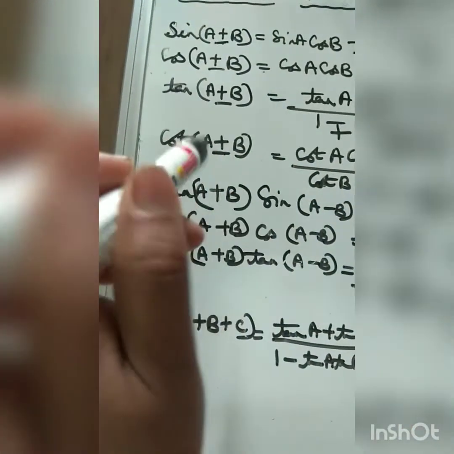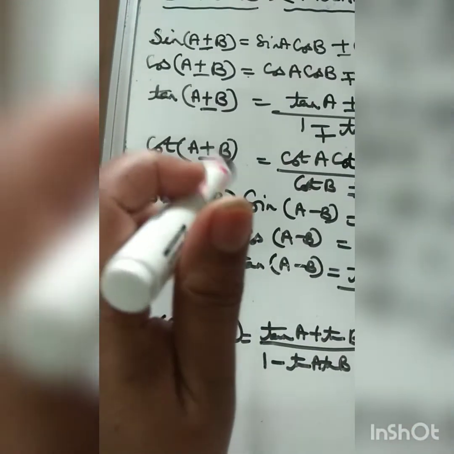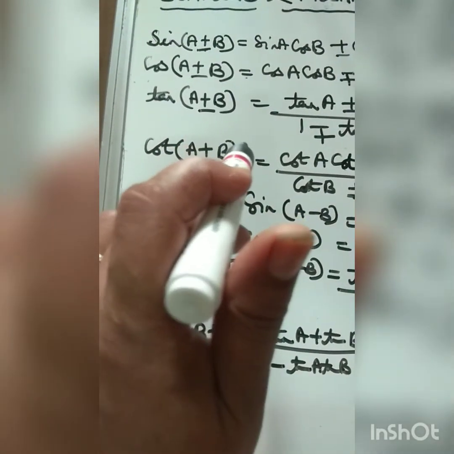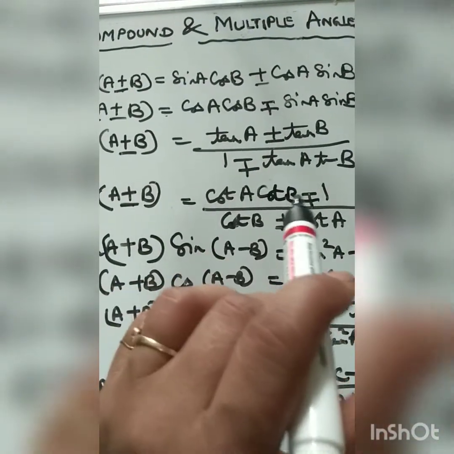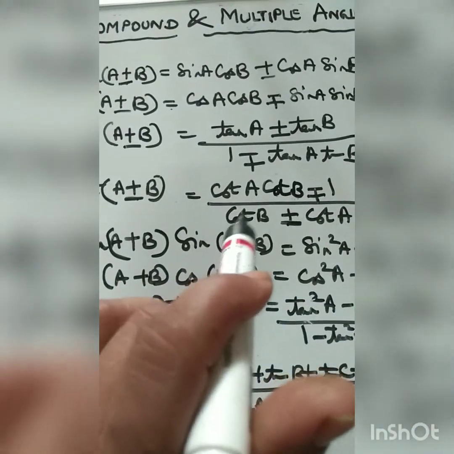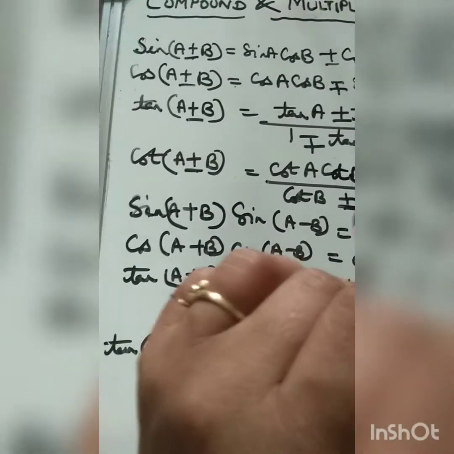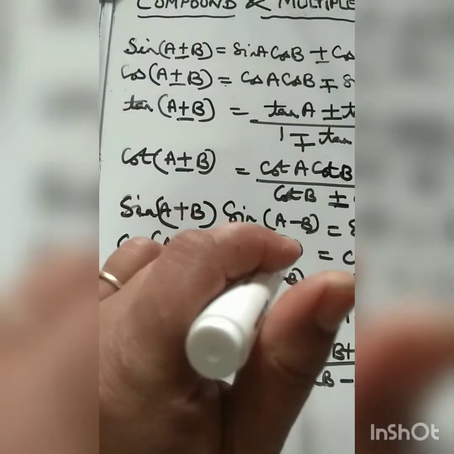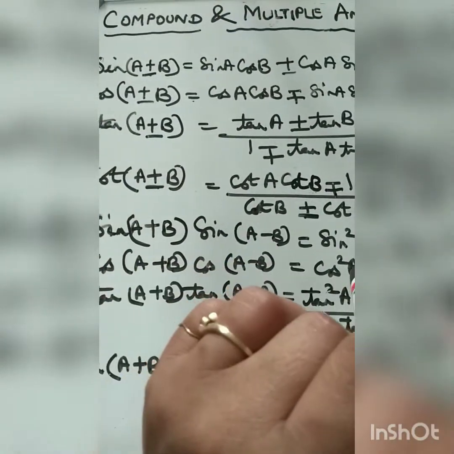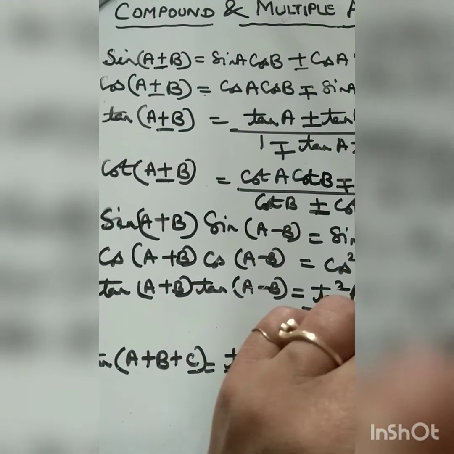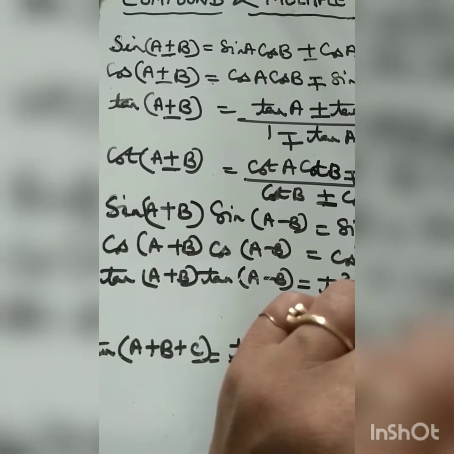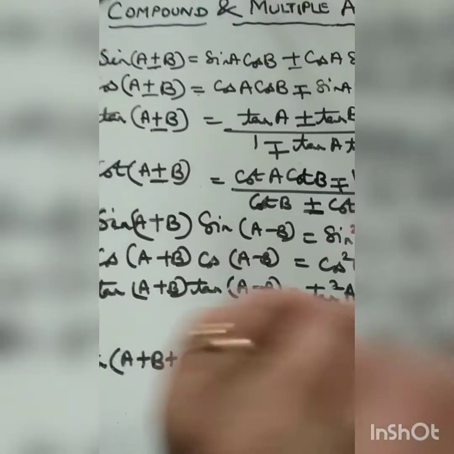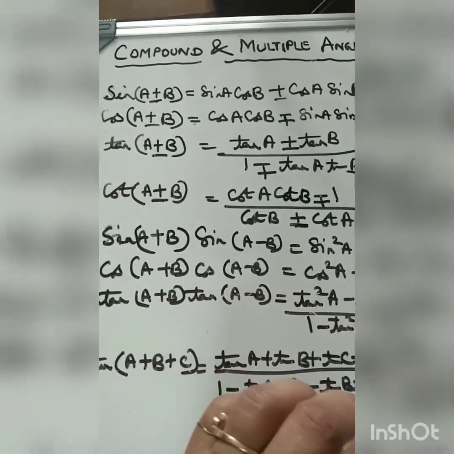And now comes cot formula. Now this cot, of course you can use 1 upon tan, then also you will get cot, but we have a direct formula also, so that is cot a cot b minus 1 upon cot b plus cot a. And next, sine of a plus b into sine of a minus b is equals to sine square a minus sine square b. Now this formula is comparable to your difference formula. As you have a plus b into a minus b is equals to a square minus b square, similarly we have the formula like this.